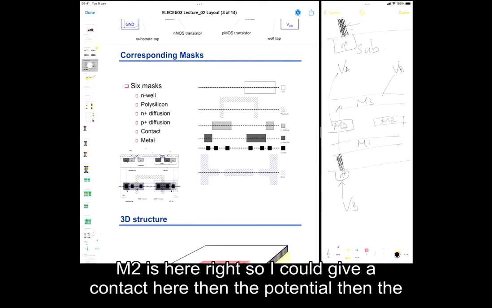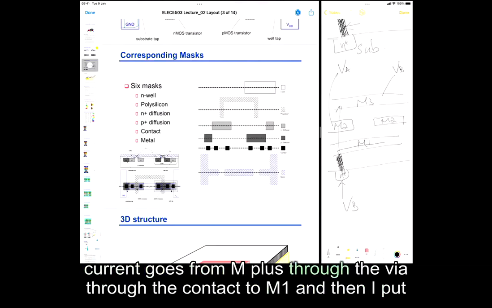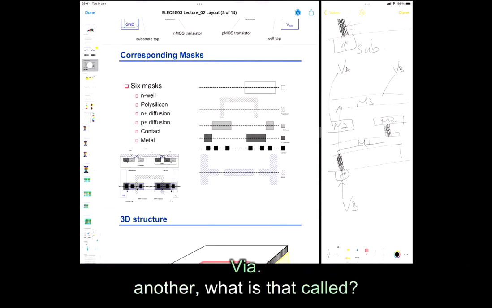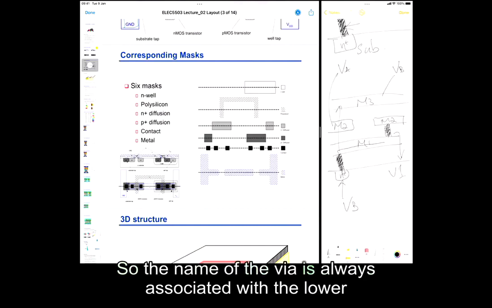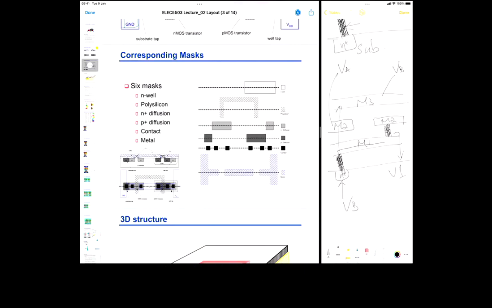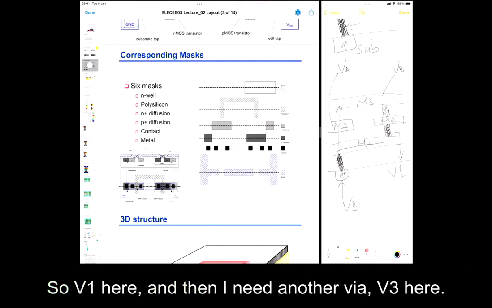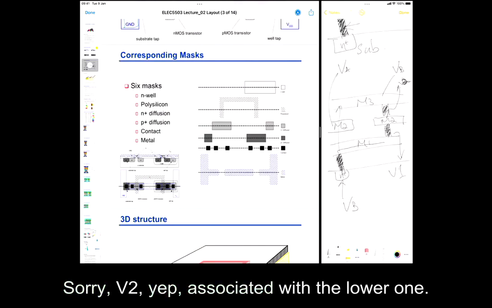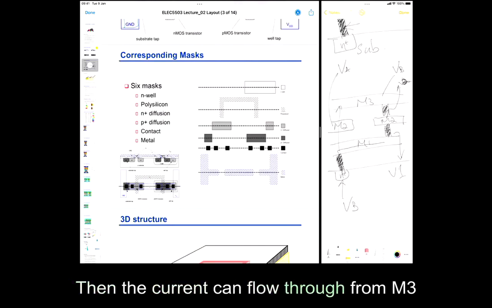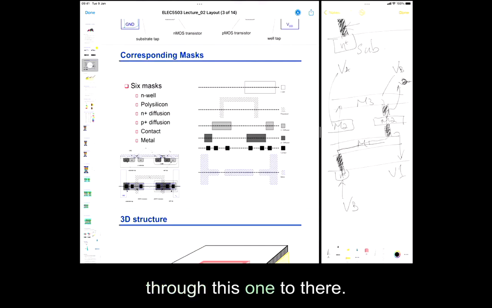So I have to give a contact here, then the current goes from N+ through the contact to M1, and then I put another, what is that called? Via. Yep, and it's V1. So the name of the via is always associated with the lower metal. Okay, so V1 here, and then I need another via, V2 here. Yep, associated with the lower one. Then the current can flow through from M3 through this one to there. Is that clear? Does it make sense?